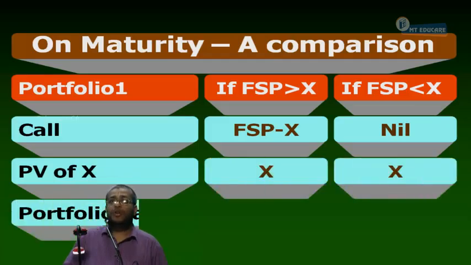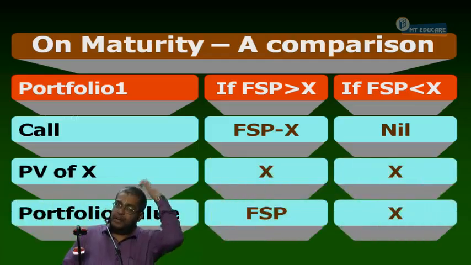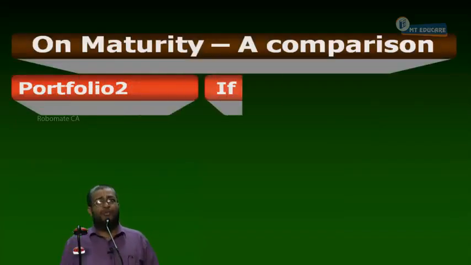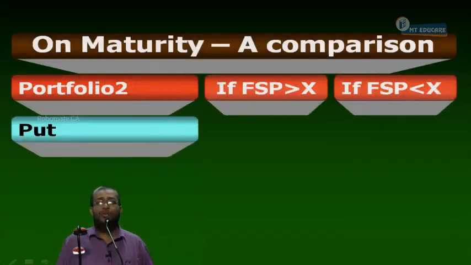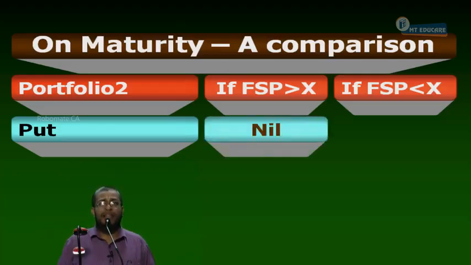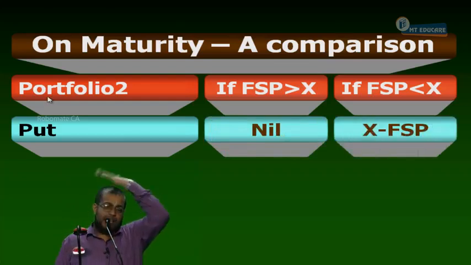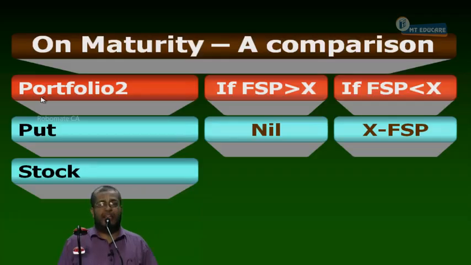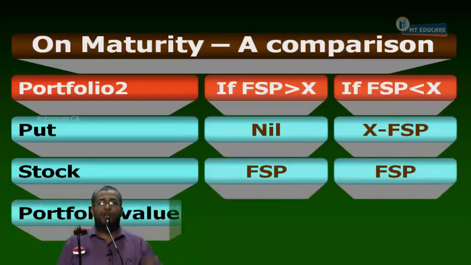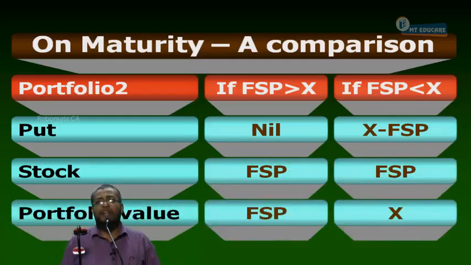Next, the cash today, PV of X, becomes X. If I total the portfolio value, it becomes FSP plus X. Same for the second portfolio, what happens? Put option: exercise or lapse. In the lapse case, the value of the put option is nil. Second case, exercise: sell at X, share worth FSP, so X minus FSP. The share price today is the spot price, later it becomes the future spot price. If I total, the value of the portfolio is FSP plus the strike price.